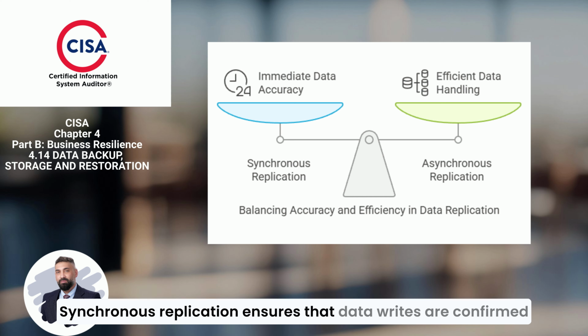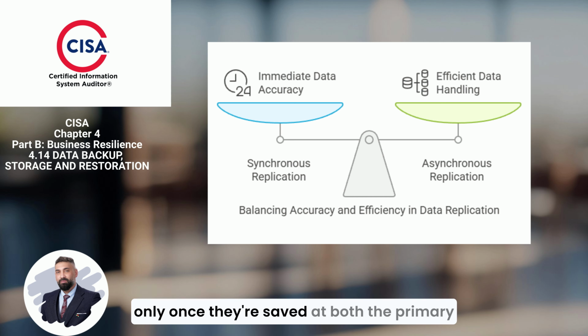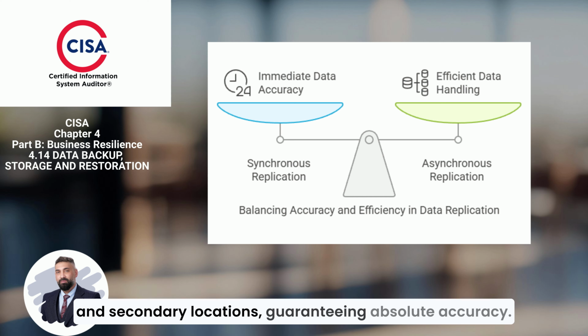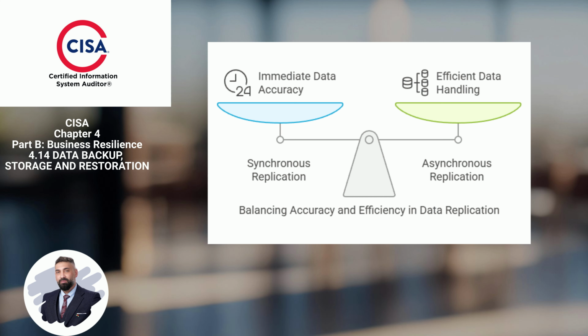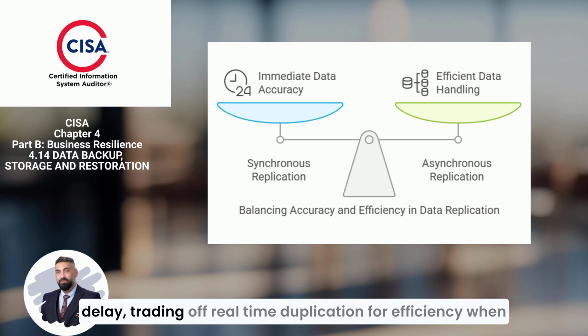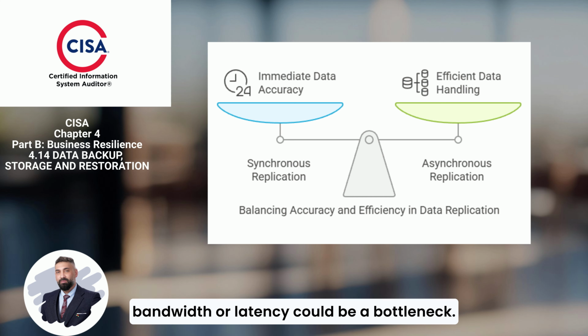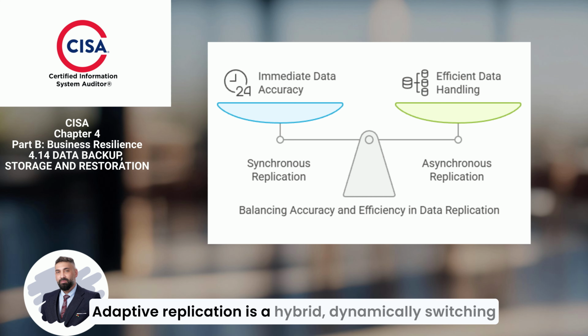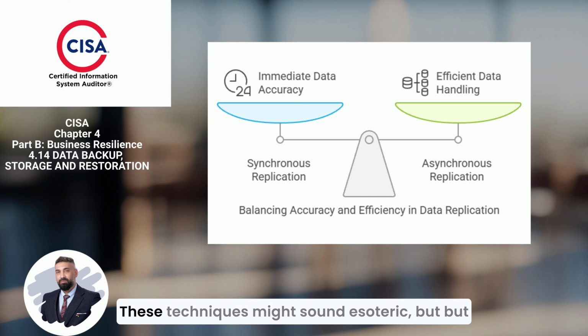Synchronous replication ensures that data writes are confirmed only once they're saved at both the primary and secondary locations, guaranteeing absolute accuracy. Asynchronous replication, on the other hand, allows for some delay, trading off real-time duplication for efficiency when bandwidth or latency could be a bottleneck. Adaptive replication is a hybrid, dynamically switching between modes based on real-time conditions. These techniques might sound esoteric, but they're critical for large-scale infrastructures. They ensure that even if disaster strikes one location, operations can quickly recover at the backup site without skipping a beat.